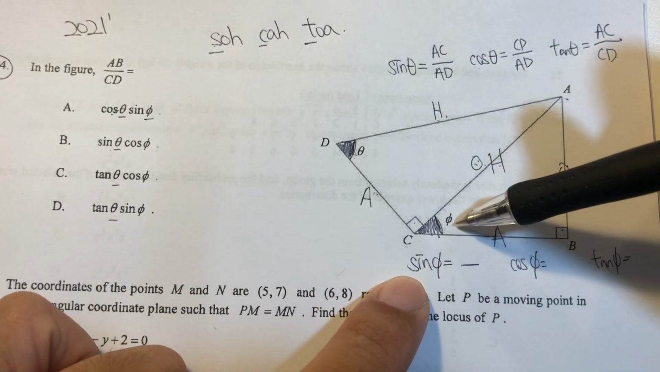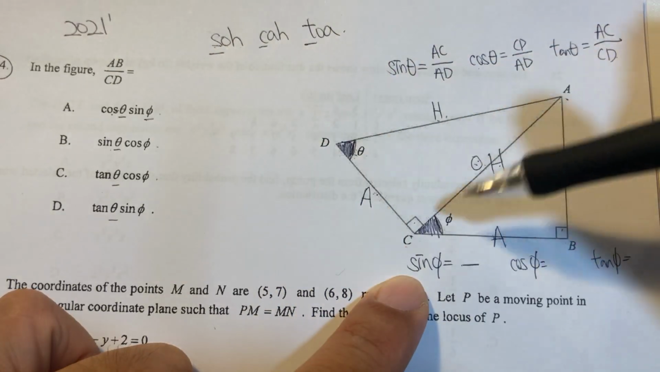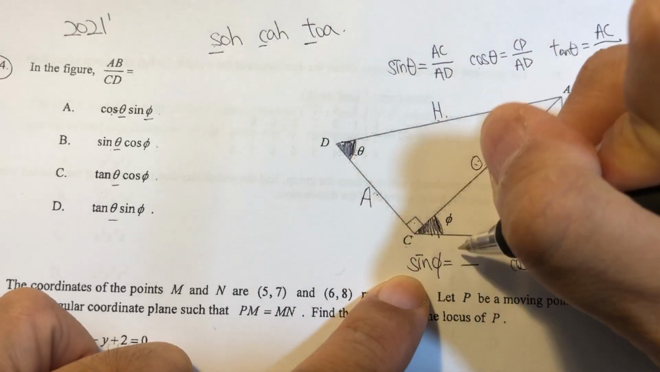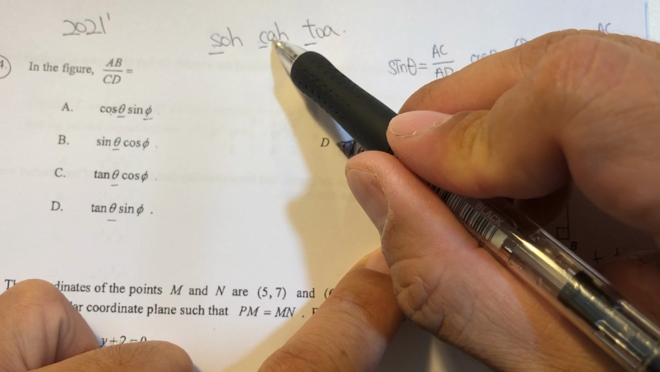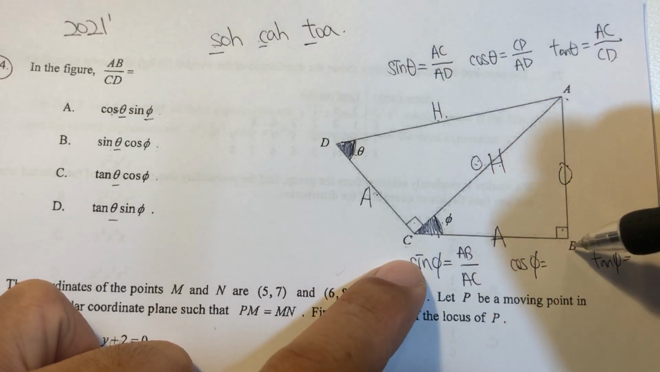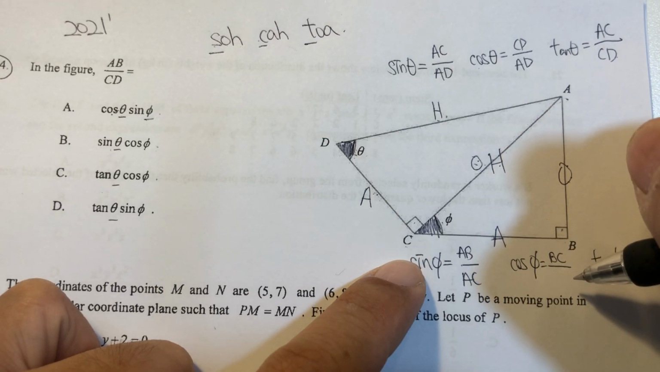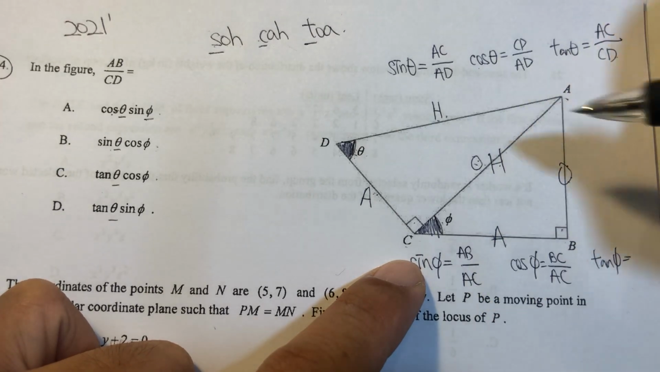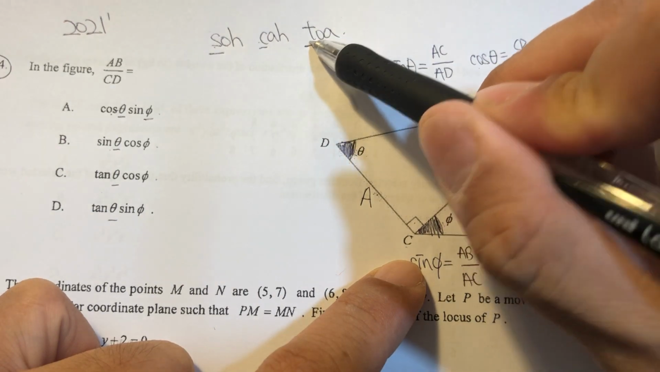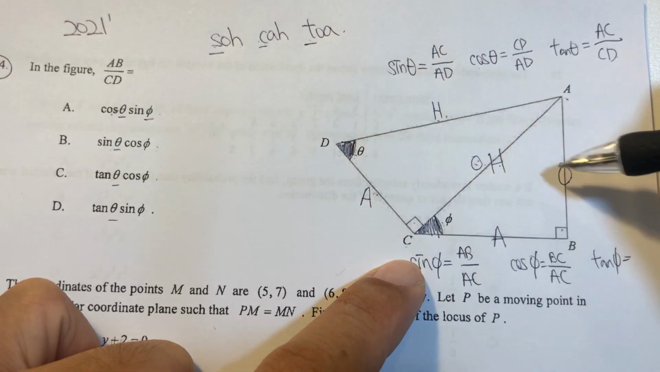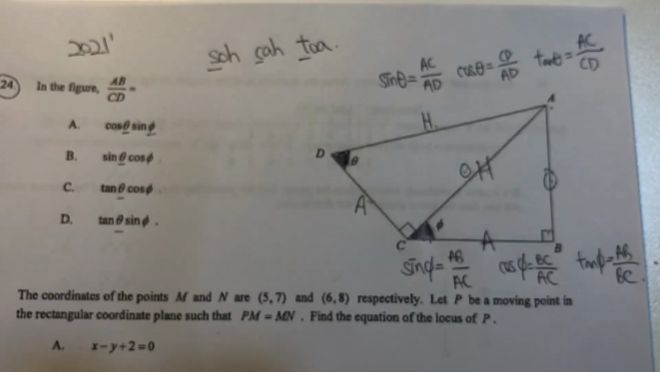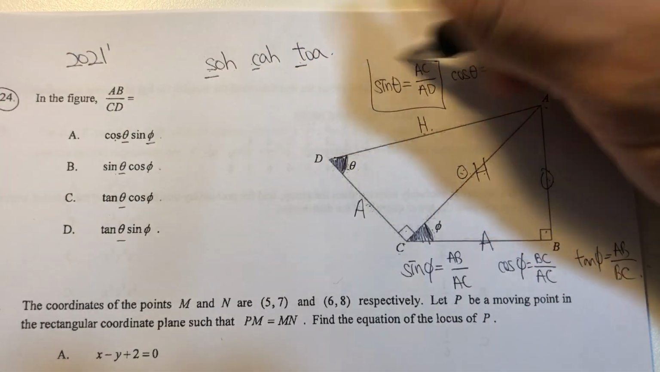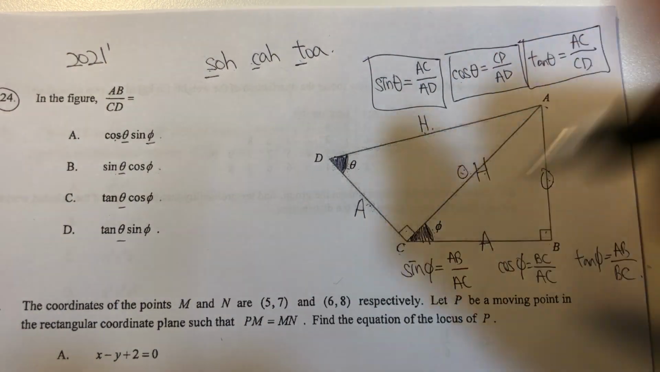So likewise, let's figure out what sine phi, cosine phi, and tangent phi are. First of all, sine phi. Sine, according to SOH, means opposite over hypotenuse: AB over AC. While cosine phi, cosine is adjacent over hypotenuse. So adjacent is BC, hypotenuse is AC. And then tangent phi should be the opposite over the adjacent, which is AB over BC. Okay? Now we have found all these values.